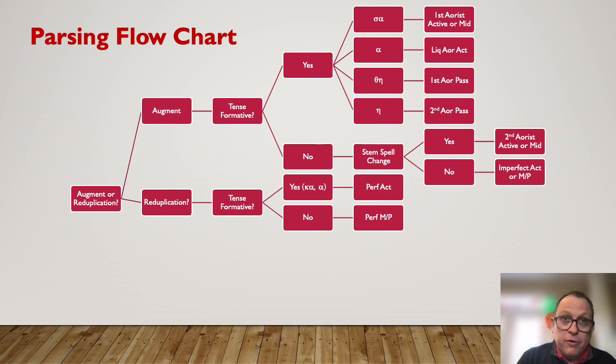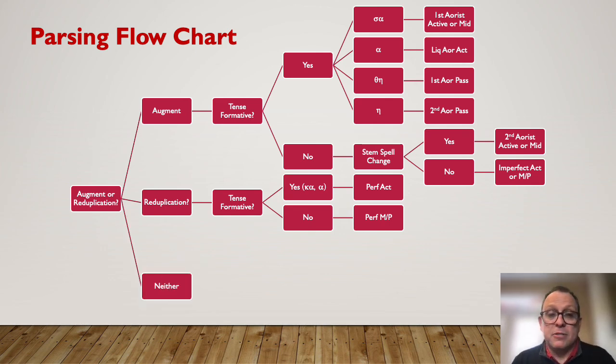The same would be said for an imperfect. You're going to have a connecting vowel. Here, you have no tense formative. You have no connecting vowel. You've got reduplication. You've got the perfect tense stem, and you've got the middle passive endings, the primary middle passive endings. So our last section here is neither.